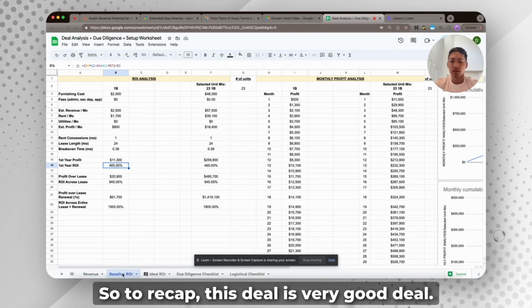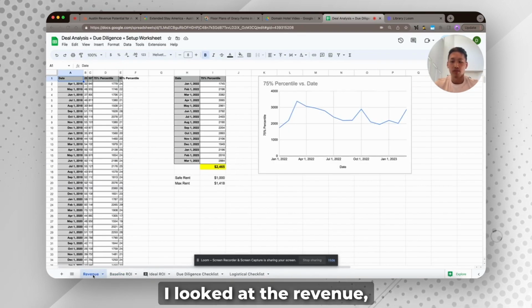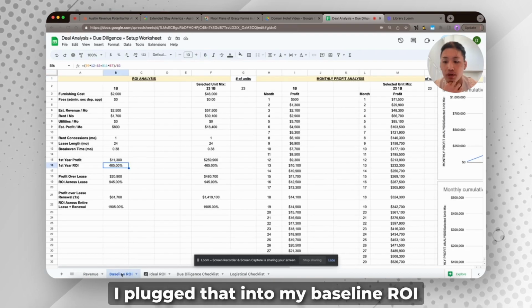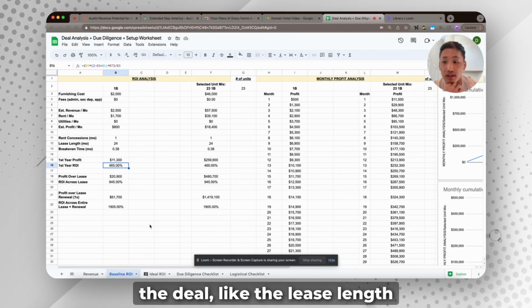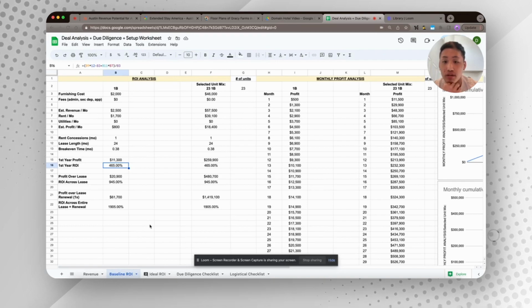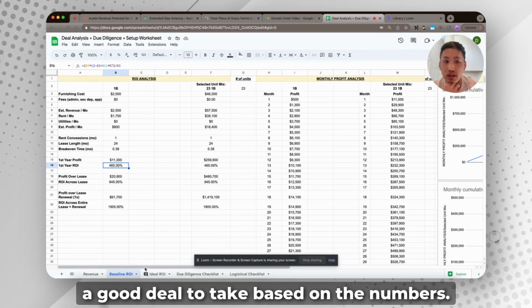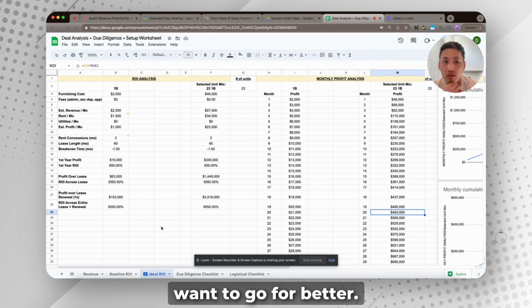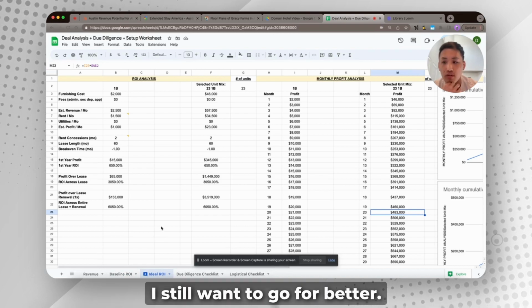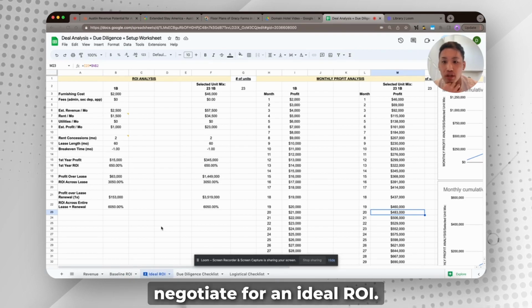So to recap, this deal is a very good deal. I looked at the revenue. The data was from Airbnb. I plugged that into my baseline ROI calculations based on the specifics of the deal, like lease length, concessions, rent price, and I concluded that it was a good deal to take based on the numbers. I then developed what I want to push for because I always want to go for better. Even if that deal works, I still want to go for better. So this is what I'm going to use to negotiate for an ideal ROI.